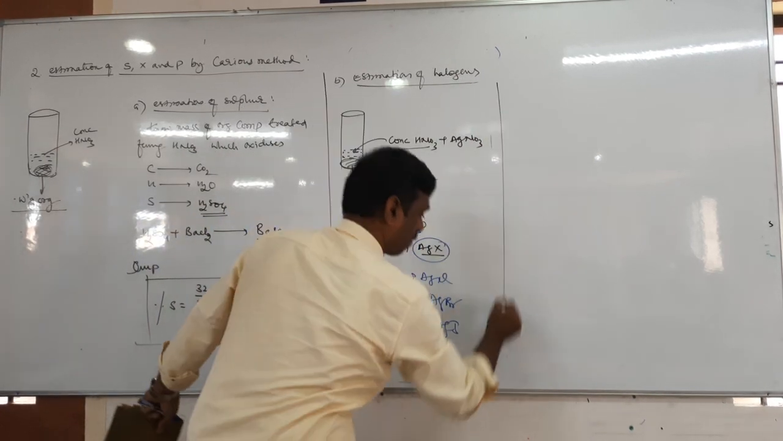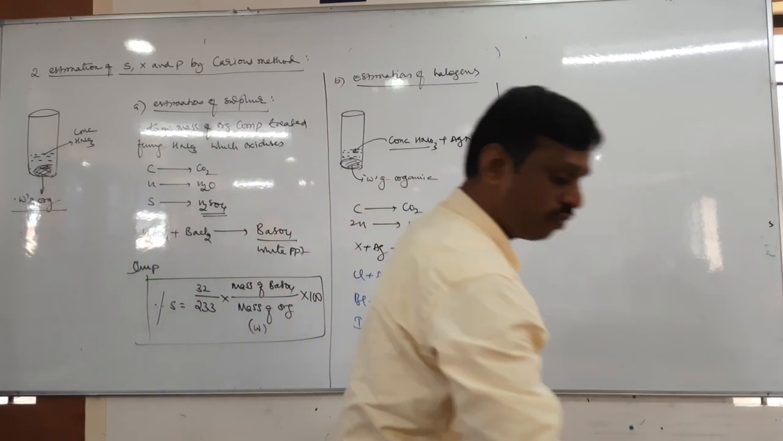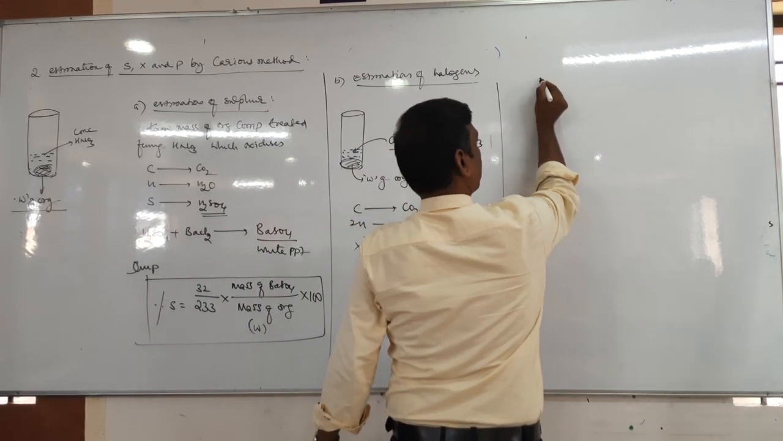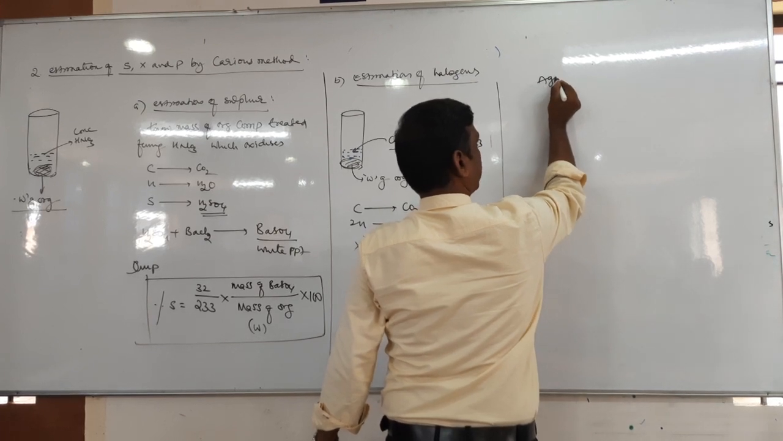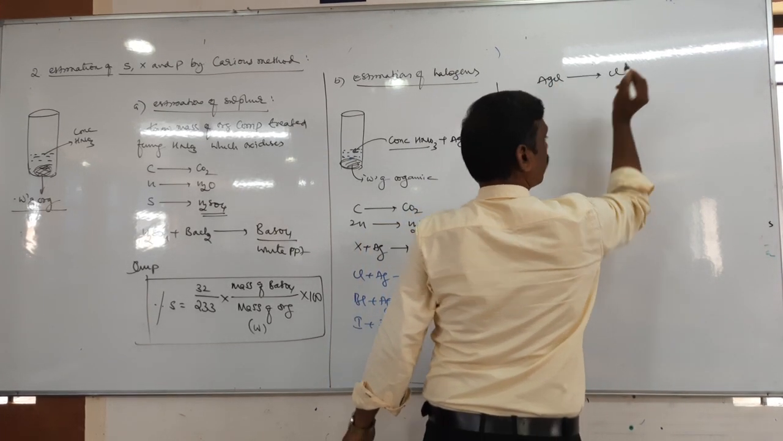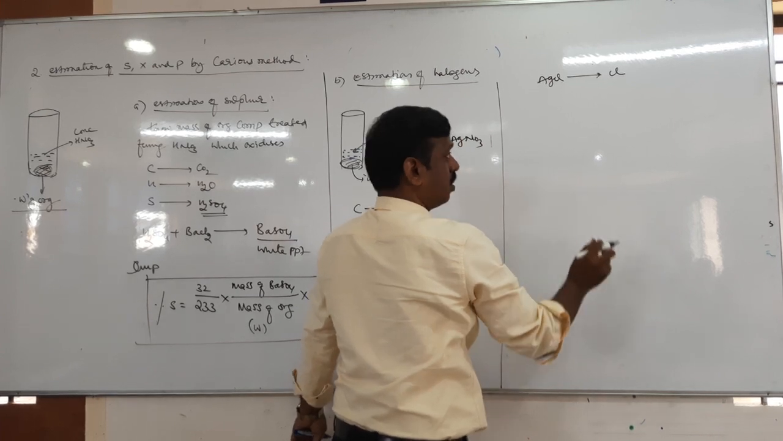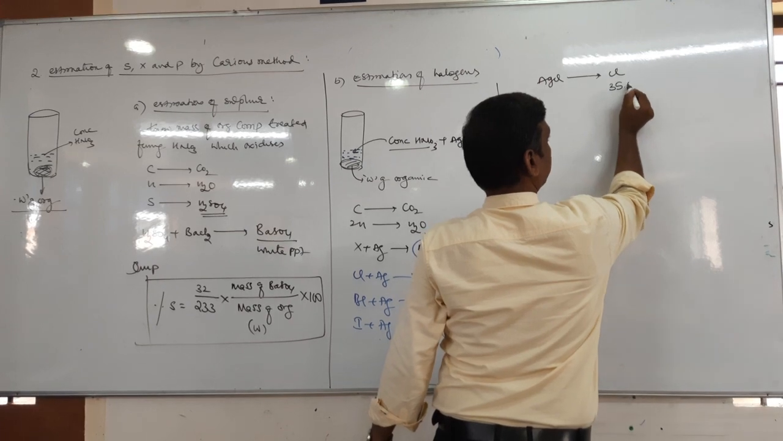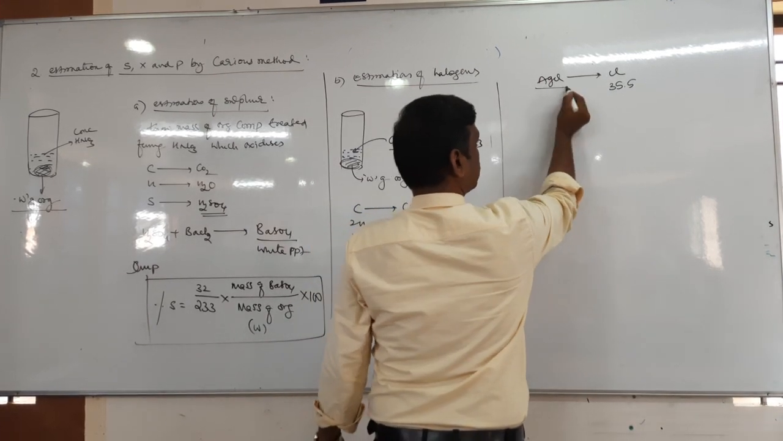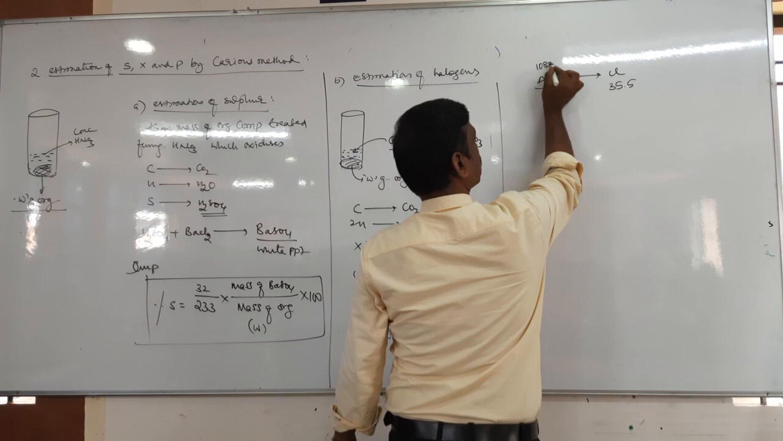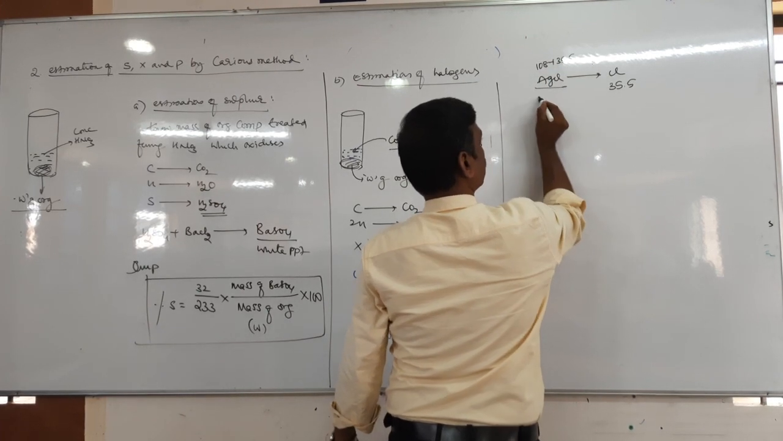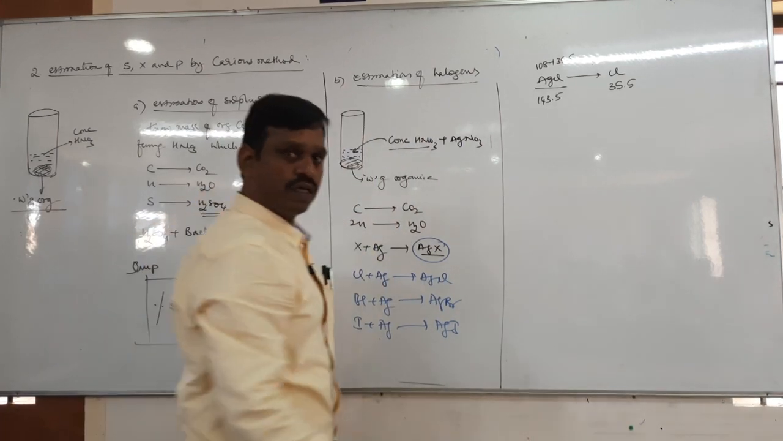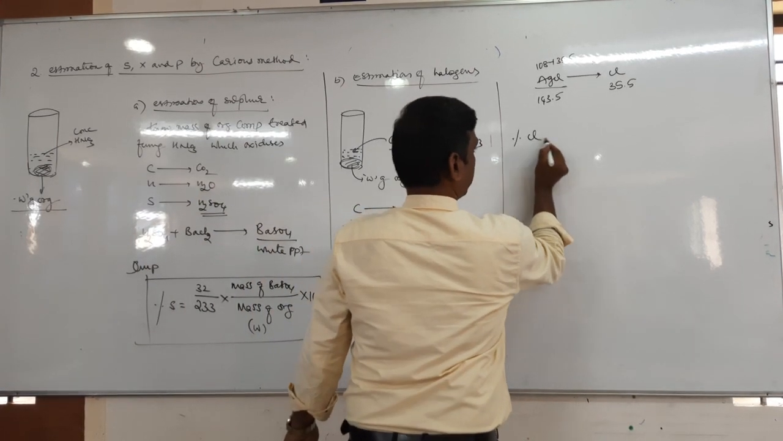Now tell me, what is the formula to estimate the chlorine? You can take the same AgCl, right? AgCl has how many chlorine? 1 chlorine. Okay. Then tell me, what is the mass of the AgCl? Cl is 35.5 and Ag is silver 108 plus 35.5, 143.5. Okay. Then tell me, what is the percentage of chlorine?